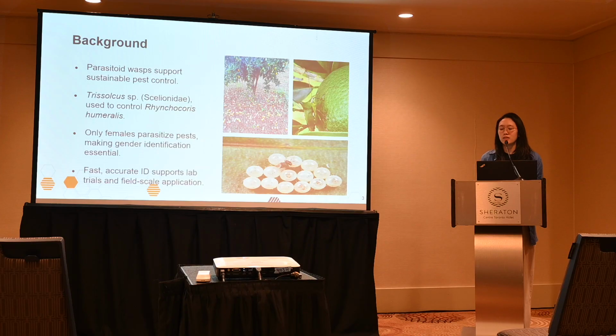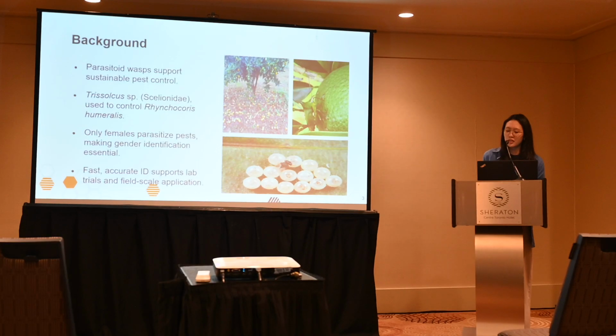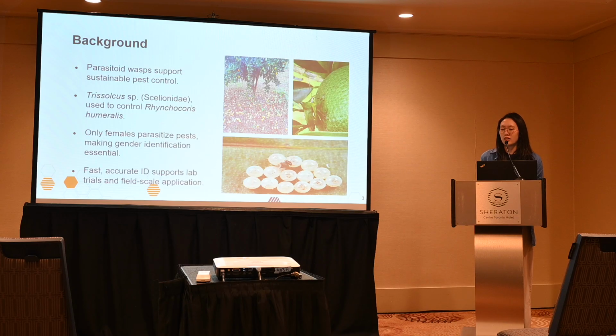So parasitic wasps in Taiwan play a key role in sustainable pest control. And we are working with a species called Chiao-Jo. A wasp used to control citrus pests like Rhinocoris humilis, which attacks lemons and limes in Taiwan. And in our case, only the female wasps have the ability to parasitize the pests. So knowing their gender is essential in this case.